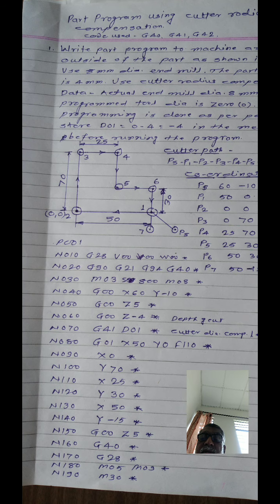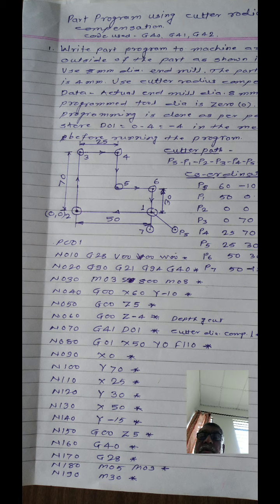The next block is you have to move the cutter from point 1 to point 2 along the x-axis. Therefore, the y-axis remains the same. You have to mention the x-axis coordinates. What are the coordinates of point 2? That is 0, 0. Means x-axis is 0, y-axis is 0. Here you have to mention X0, end of the block. That is your point 2.